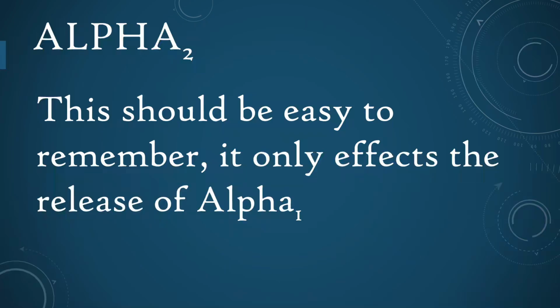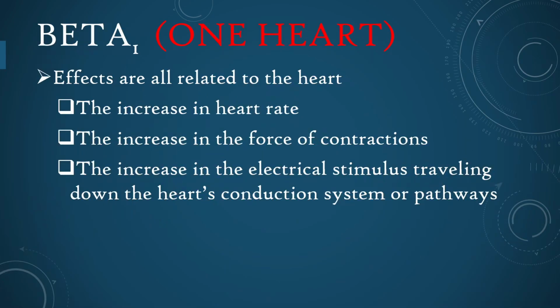Alpha 2 should be easy, right? Because it just kind of affects the release of alpha 1. So we don't have to really know too much about alpha 2. Beta 1, one heart. So effects are all related to the heart for beta 1. Increase in heart rate, increase in force of contraction, and an increase in the electrical stimulus traveling down the heart's conductive system or pathways.